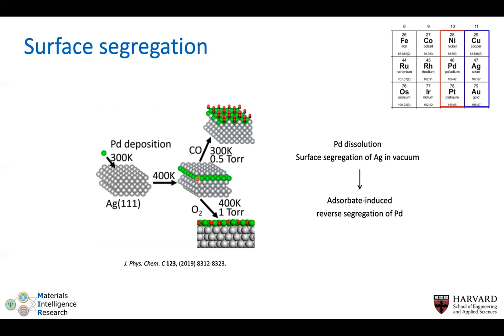What makes the system even more complex is the fact that if we expose the system to moderate pressure of reactants like carbon monoxide or oxygen, they are capable of restabilizing a certain amount of palladium back to the surface because these molecules preferentially bind to palladium over silver. So this is referred to as a reverse segregation of palladium induced by adsorbates.